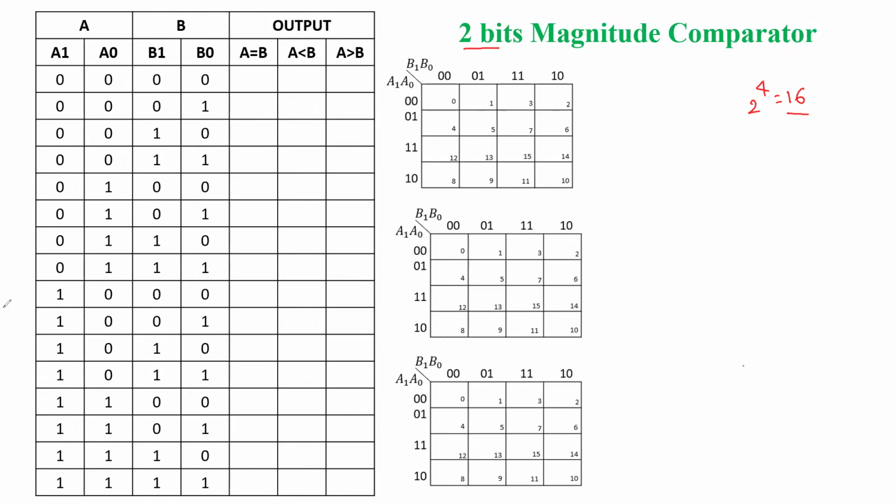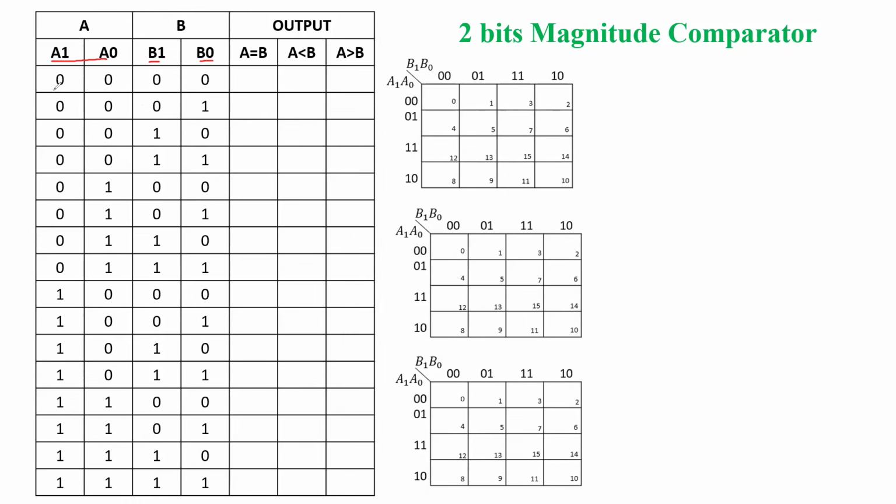In this case, each number has two bits. A has two bits, which are represented here by A0 and A1. A0 is the LSB and A1 is the MSB. Similarly, in the case of B, again B0 is the LSB and B1 is the MSB. So now whatever 16 possible combinations there are, those combinations are written here. Now we'll see them one by one.